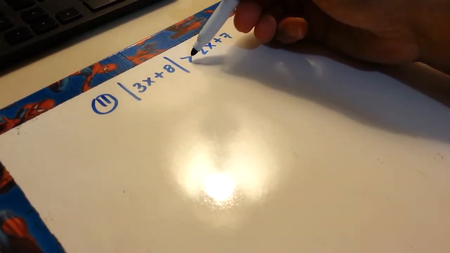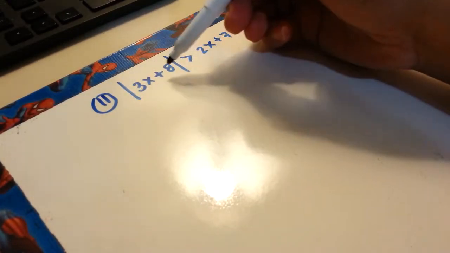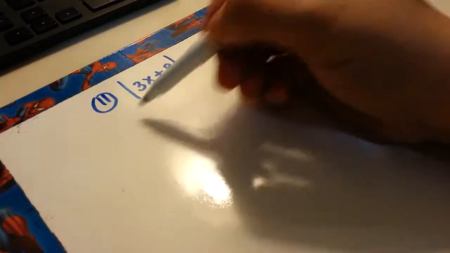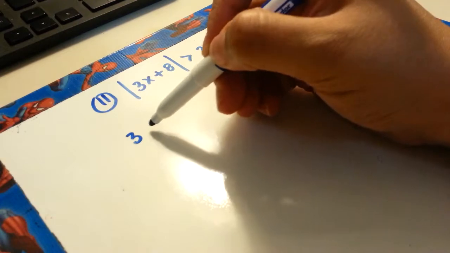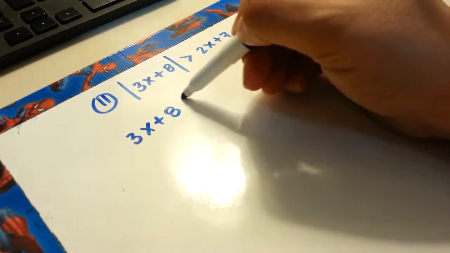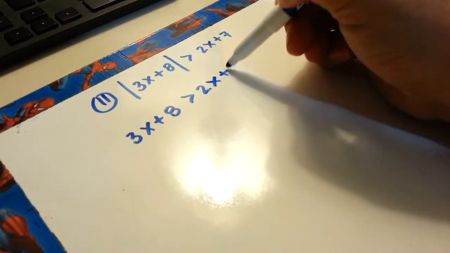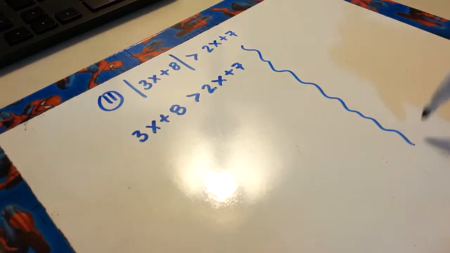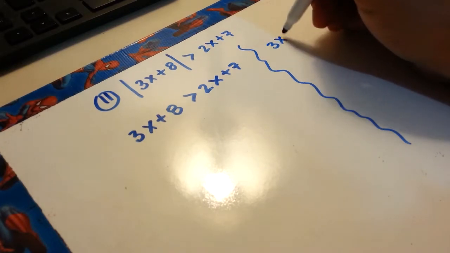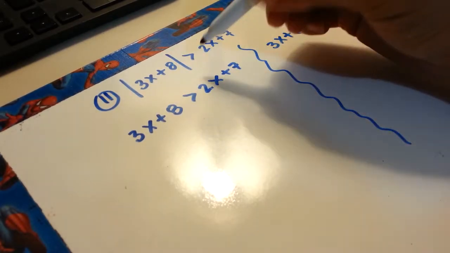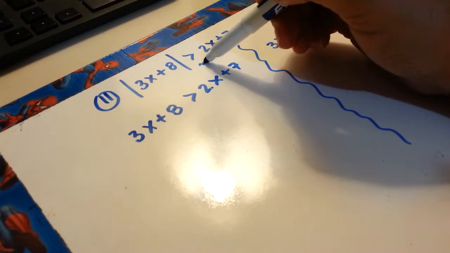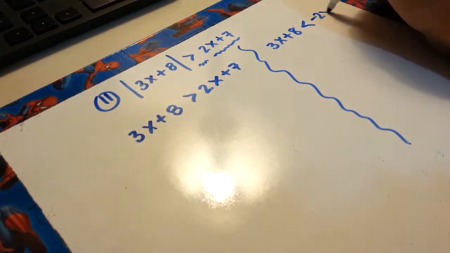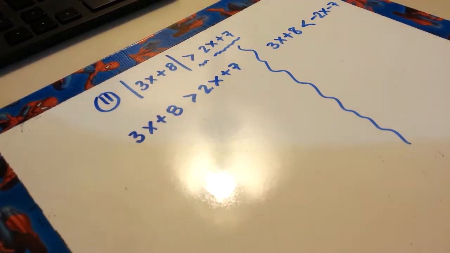Right, number 11, you have an inequality, but it has absolute value. Every time you have absolute value, you have to write 2. So the first one that you write is 3x plus 8 is greater than 2x plus 7. And the other one that you write is 3x plus 8. Notice that that doesn't change, but you have to flip this. And you have to change the sign on these. So it's minus 2x minus 7.